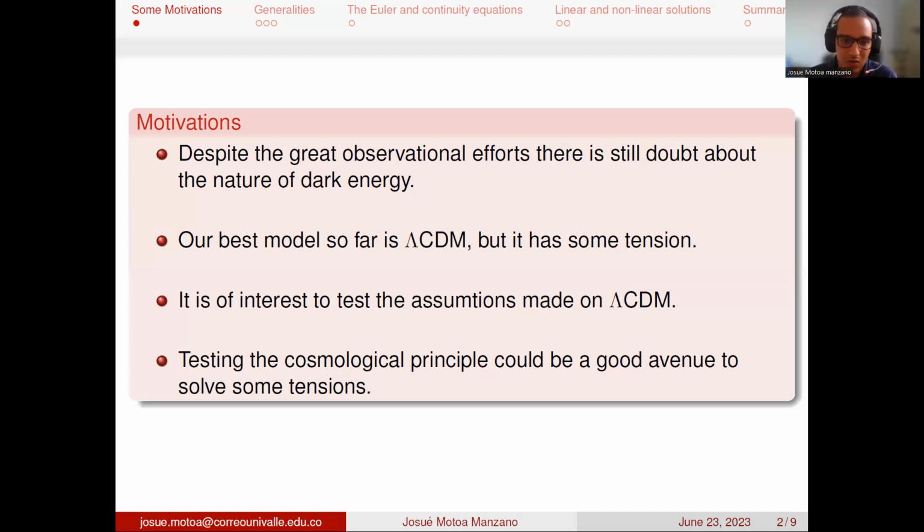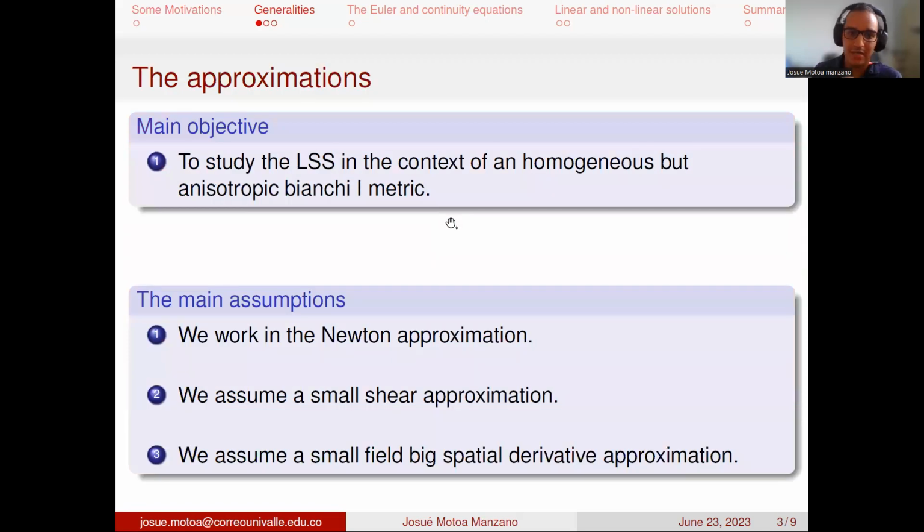Our avenue was to test the cosmological principle, which states that the universe is homogeneous and isotropic at sufficiently large scales. So to do so, we want to see what happens to the large scale structure formation in an anisotropic universe. Okay, so our main objective is to see what happens to the large scale structure formation in a homogeneous but anisotropic universe.